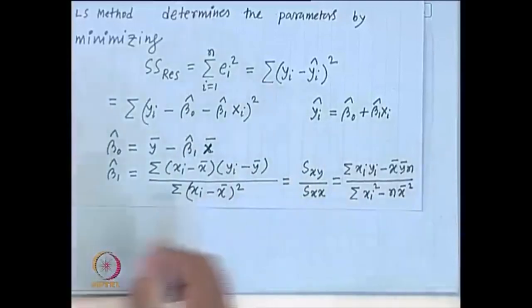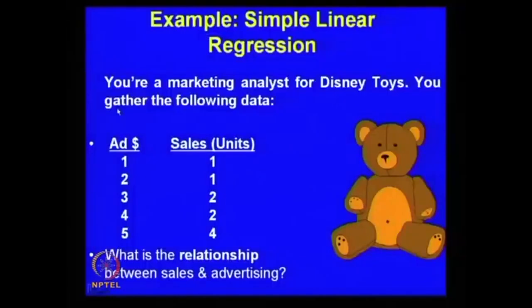Okay, so let's move to the toy example. This is the cost on advertising, and this is the sales amount. So these are the x I values, and these are the y I values. And we want to fit a straight line model to this data.